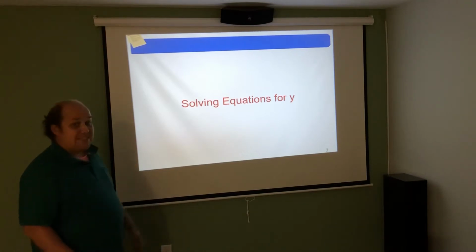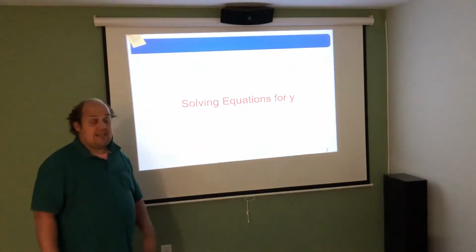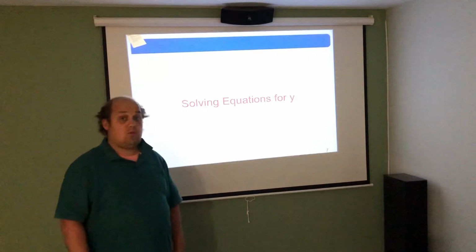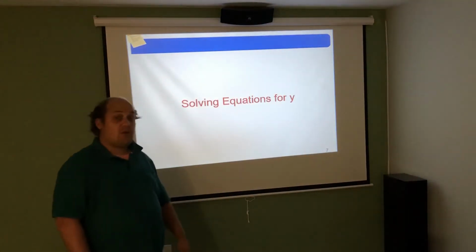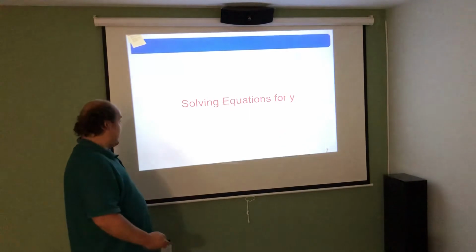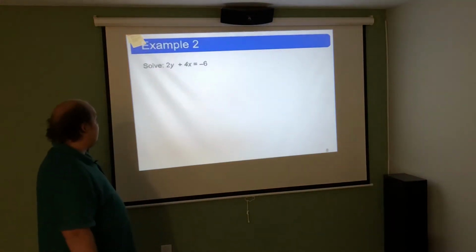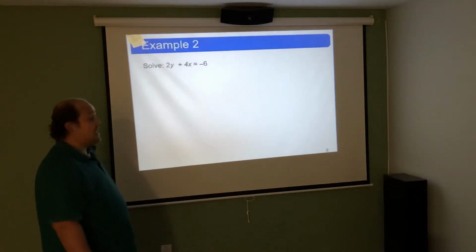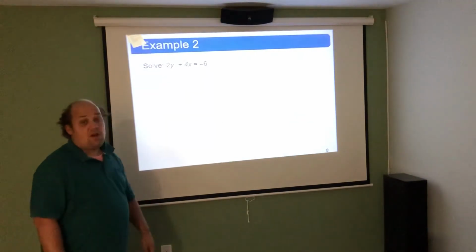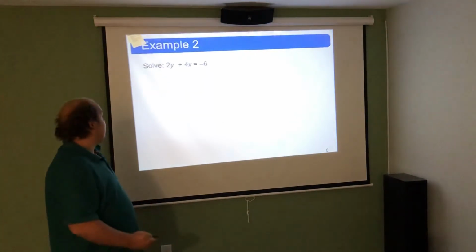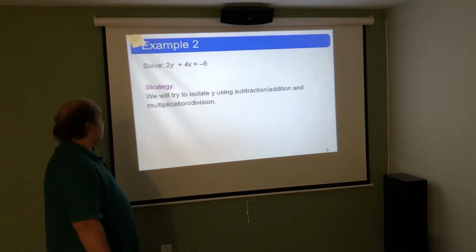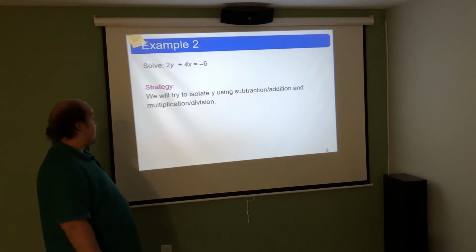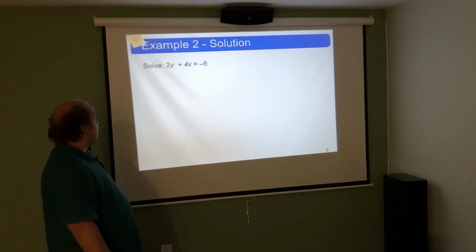I need to be able to solve equations for y in order to put things into slope-intercept form, which is what we're building towards at the end of this unit. So we need to get used to starting with something like this and saying, how do we get 1y by itself on the left-hand side of the equation? So we're going to try and isolate y by subtraction, addition, and multiplication, division.